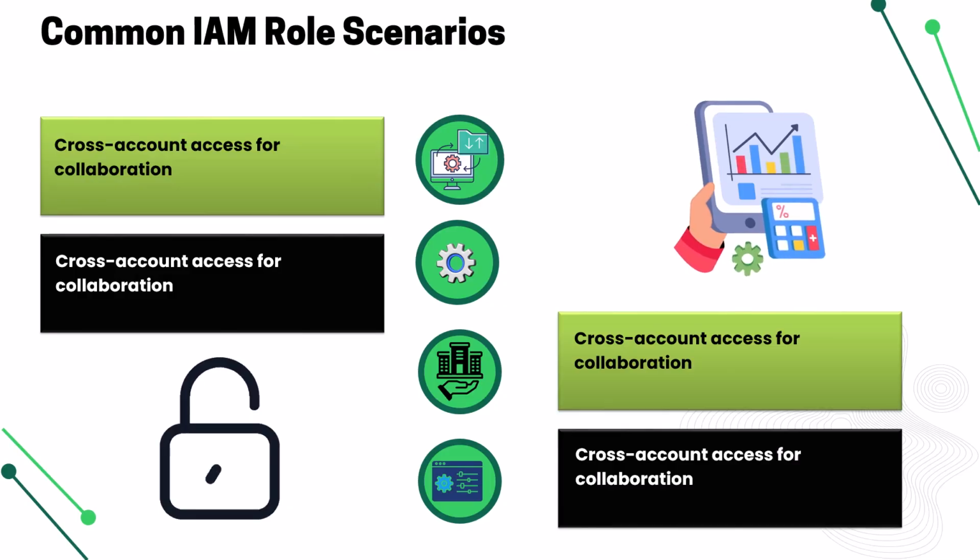IAM roles have countless real-world applications. Need to grant access between AWS accounts? Roles handle it effortlessly. Delegate permissions to apps without sharing credentials. Security stays intact. Temporary access for users? Roles make it safe and simple. And let's talk automation. It ensures access control runs smoothly without human intervention. Efficiency and security hand in hand.